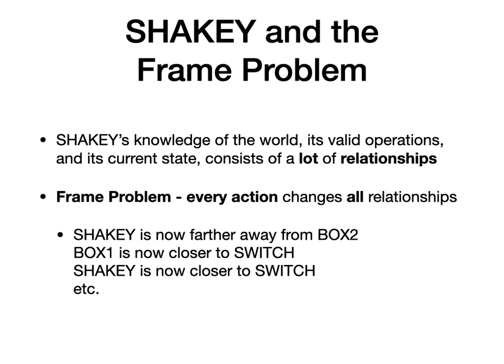The issue is that the frame problem is that every time Shaky takes an action, it will change all of the relationships that it needs to process, right? All of the things in the room, all of the possible states update. So Shaky is now farther away from box 2. Box 1 is now closer to switch. Shaky is now closer to switch. This seems very simple in this small world.